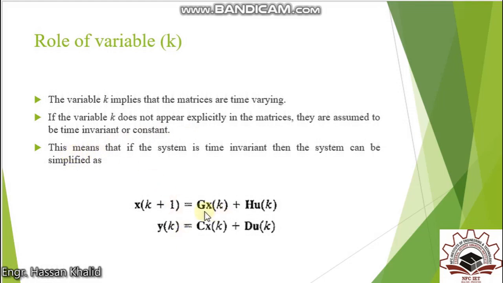Now if I assume that the matrices G, H, C and D are time invariant matrices, then I would make them independent of the time instant k. So the final simplified version will be written as x of k plus 1 equal to G x of k plus H u of k, and y of k equal to C x of k plus D u of k. In our upcoming examples and in this subject, we will be keeping our focus on time invariant systems.